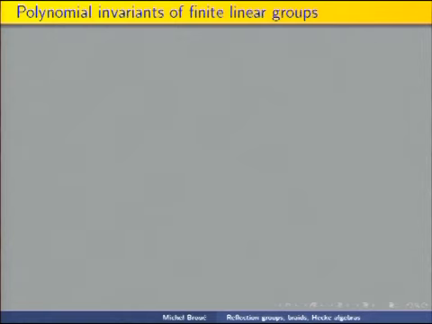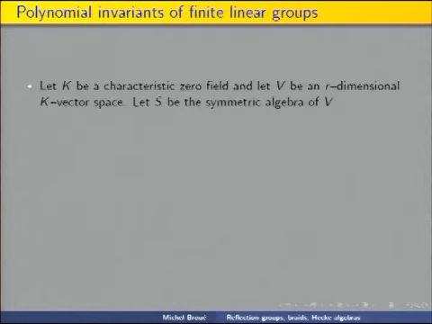So this is the title. And let me start with a quick review on invariant theory of finite groups, the invariants on polynomial algebras, essentially. So let K be a characteristic zero field. I will deliberately omit the characteristic p case, and let V be an r-dimensional vector space over K, and let S be the symmetric algebra of V.